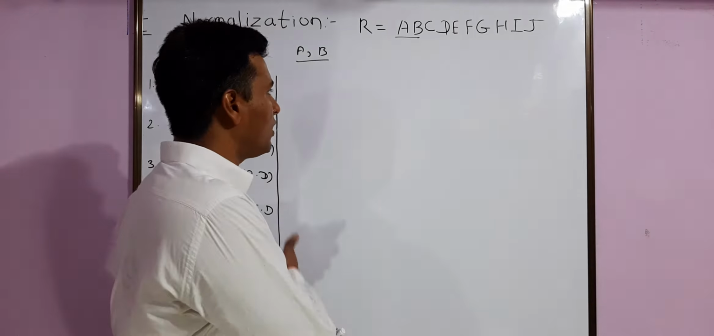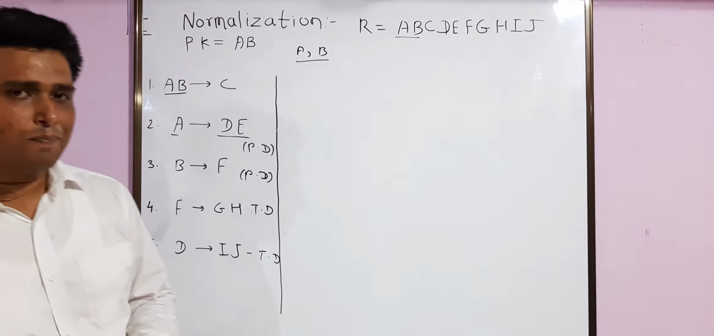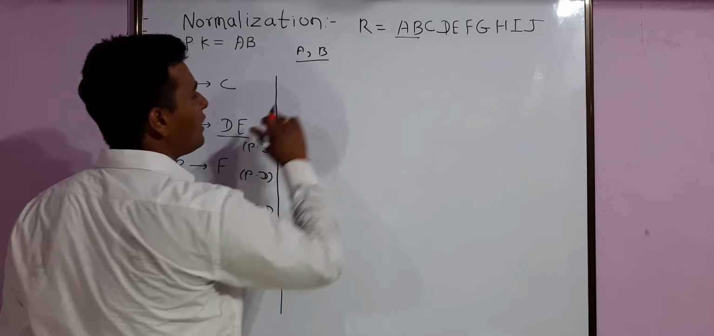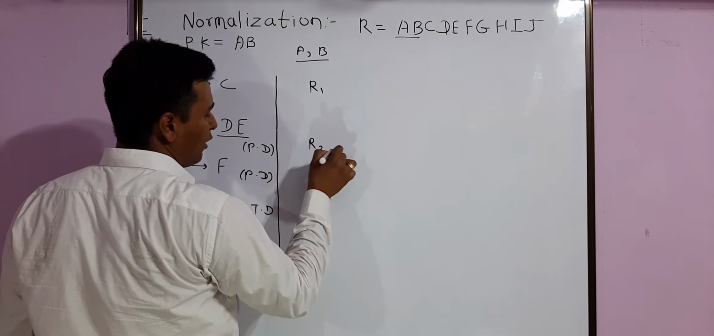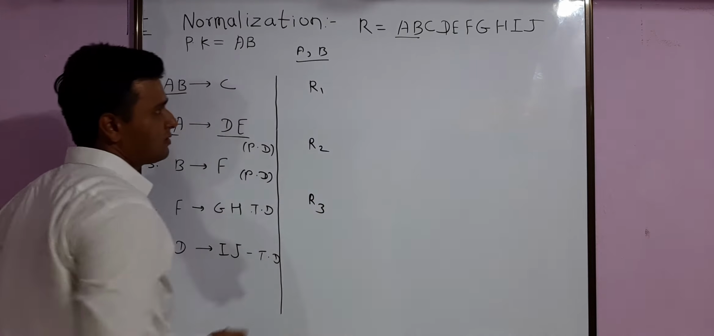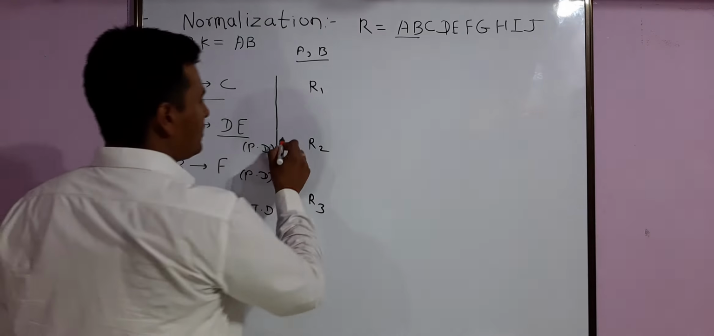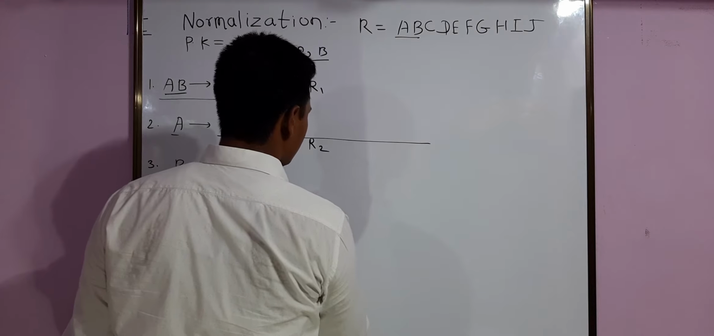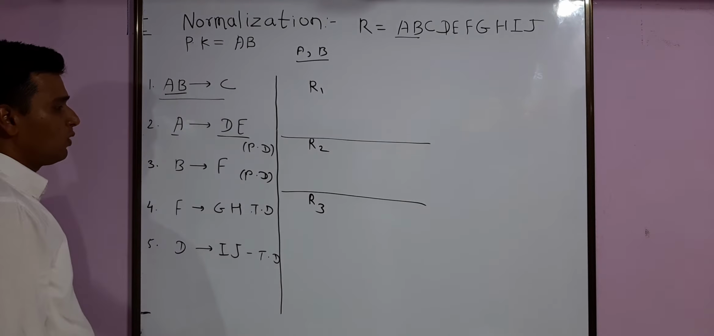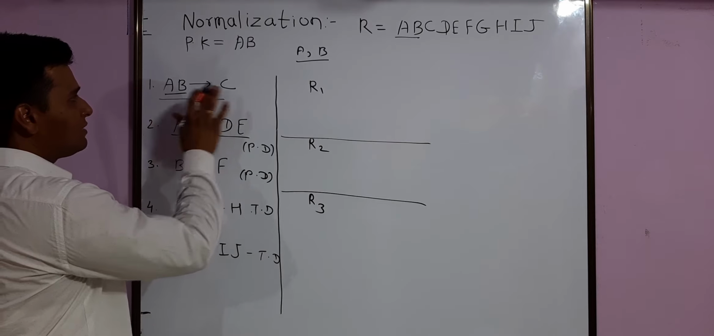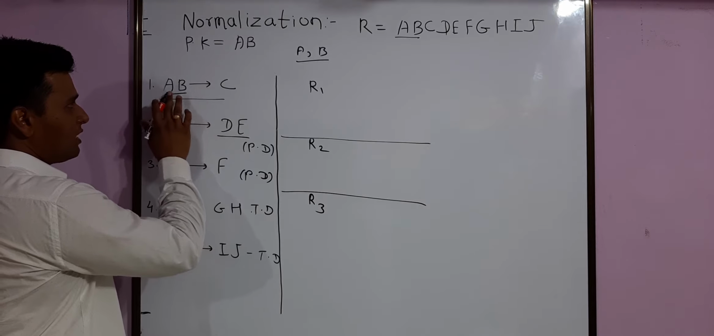Okay, so now how do we convert this relation into 2NF according to the given design by synthesis? Let's assume we are going to make some relations: R1 is the first table, R2 is the second table, and let's say R3 is the third table. Now we will start with the first functional dependency. This is a very important step to understand, to convert into 2NF. Now AB determines C; AB is the primary key, and this is one functional dependency.